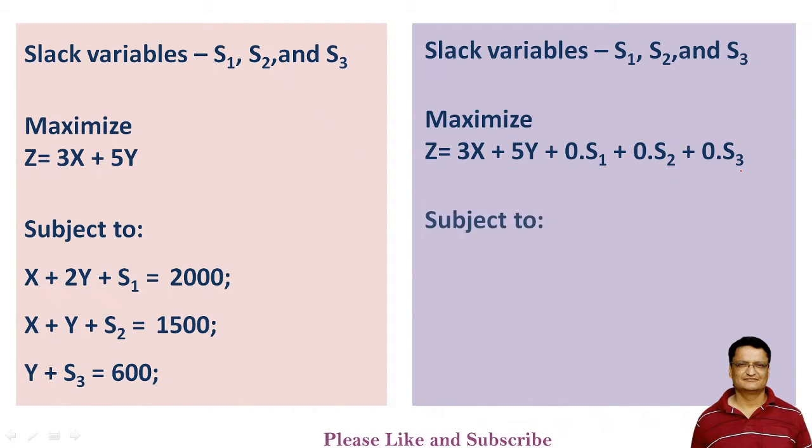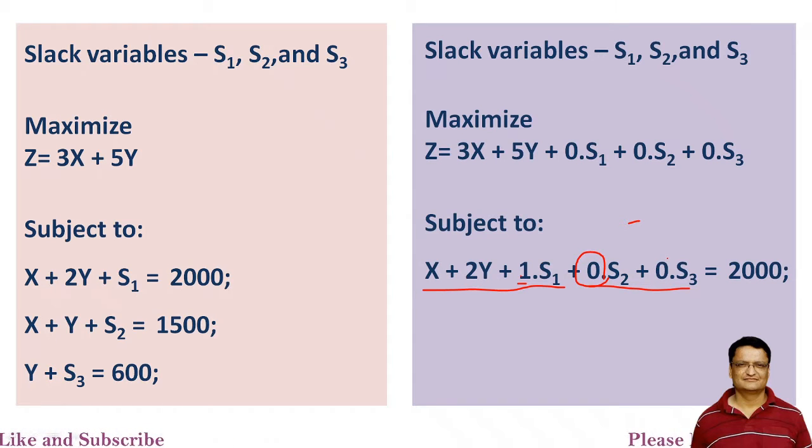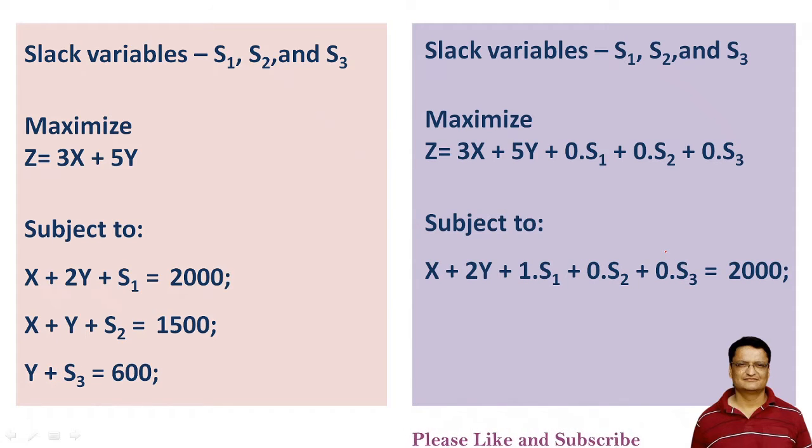Then let us move to the constraints. Now we have to represent every constraint and add all 3 slack variables in every constraint. This is the first constraint, that is x plus 2y plus s1, and in the other 2 constraints I have added the slack variables with a coefficient of 0. It will come to 0 only, but I have represented it this way so that I can create the standard table for the LPP.